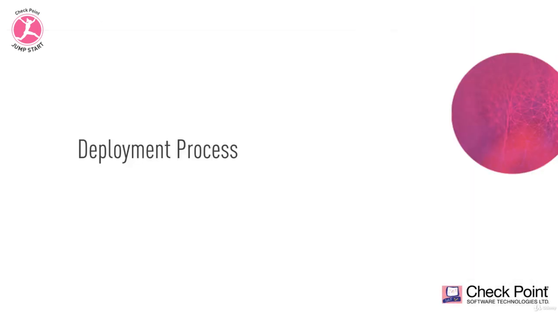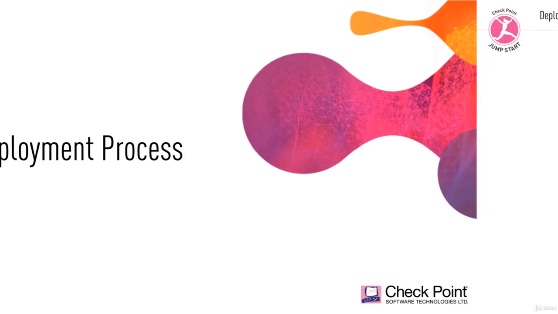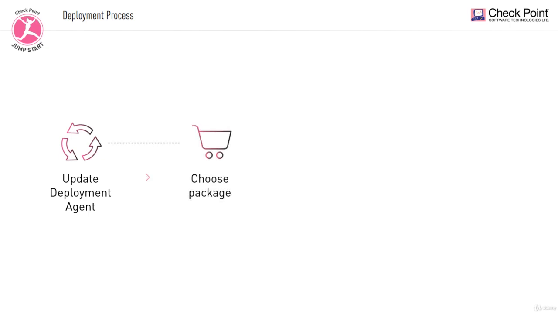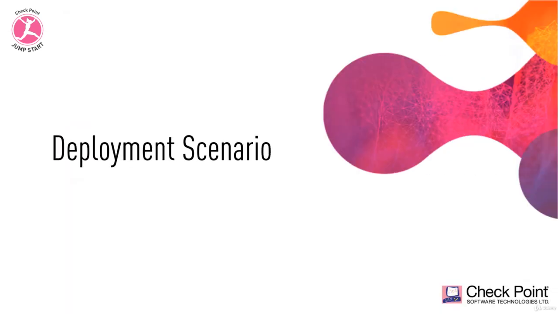Let's go over the CPUSE deployment process at a high level before we get into a common use scenario. To begin, we first need to update CPUSE to its latest deployment agent. Next, we choose the package we'd like to install. We retrieve the package to the machine, and finally, we install it. As simple as that. Now let's focus on the following scenario.